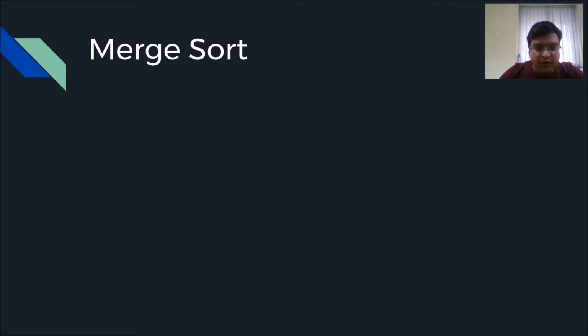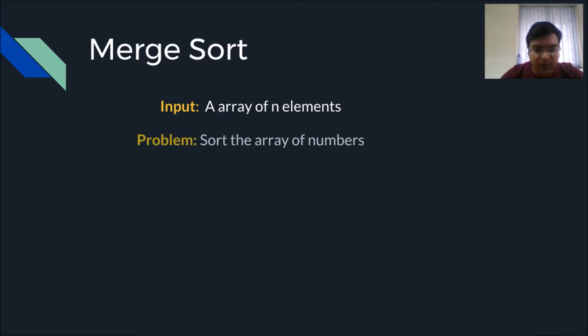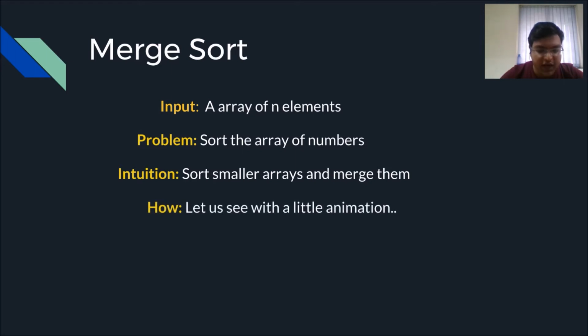So the next algorithm that we are going to learn to sort an array is merge sort. Again, the input is an array of n elements, and the problem is to sort the array in either increasing or decreasing order. Since it's a tutorial on divide and conquer, the intuition would be to divide the array into two smaller arrays and then later on merge them. But this kind of division is a little different from how quicksort divides. So we'll see this with a little bit of animation.